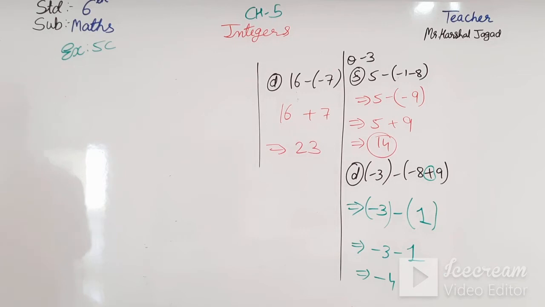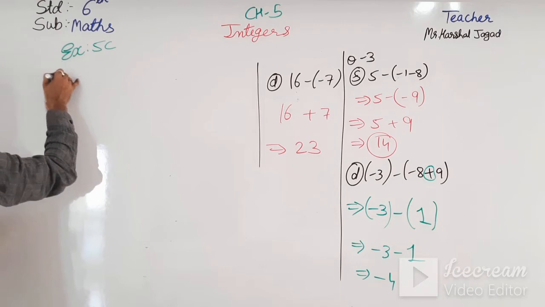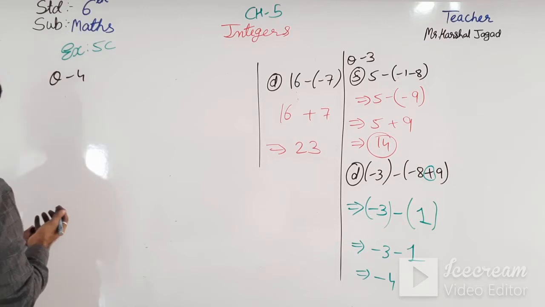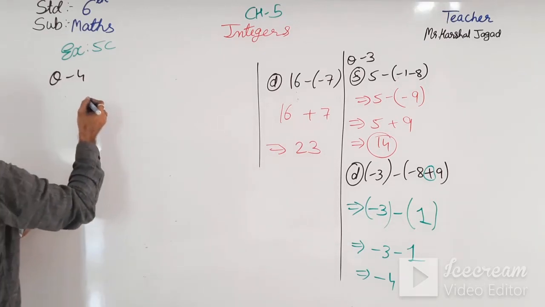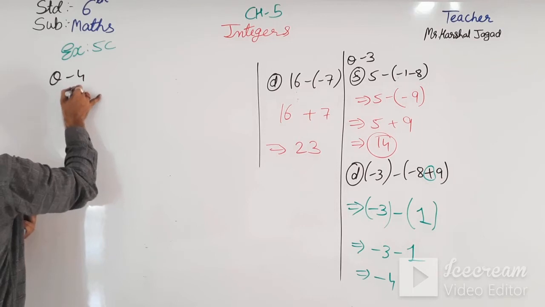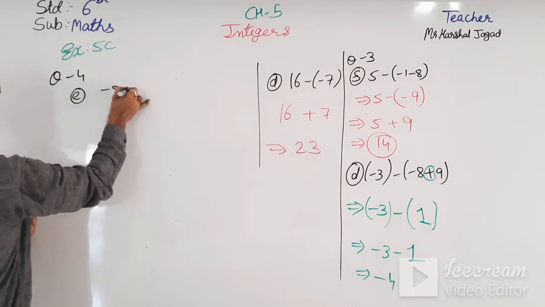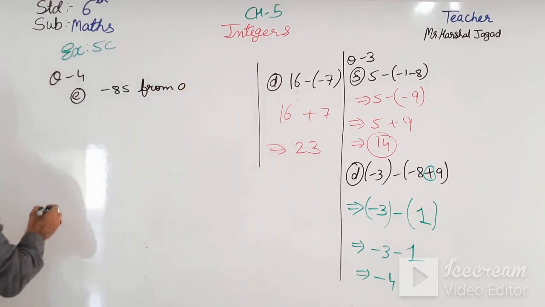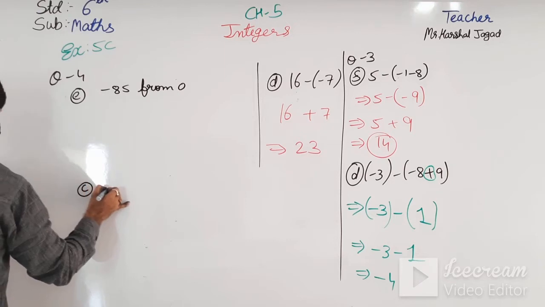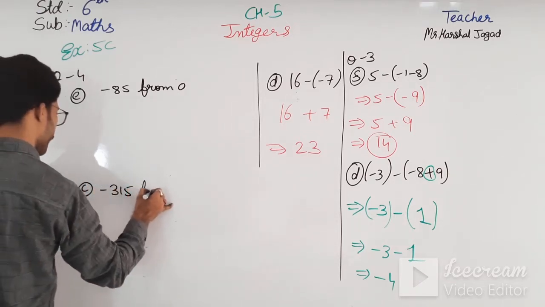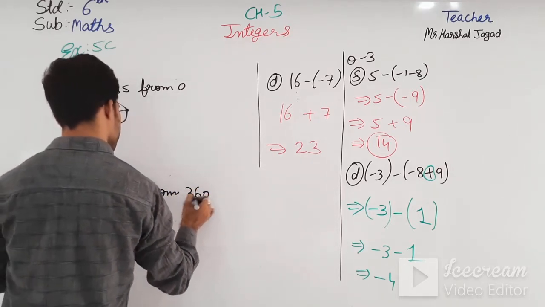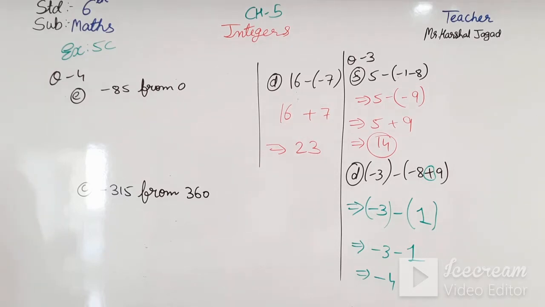Question number 4, that is subtraction. In that, first of all, taking E, that is minus 85 from 0. Taking another one, C, that is minus 135 from 360. So first of all, just doing these two.